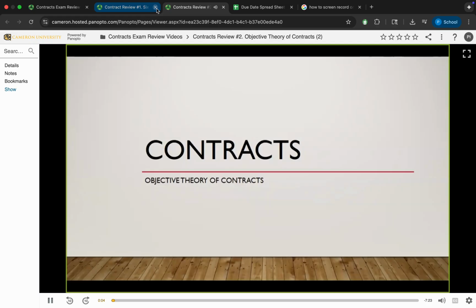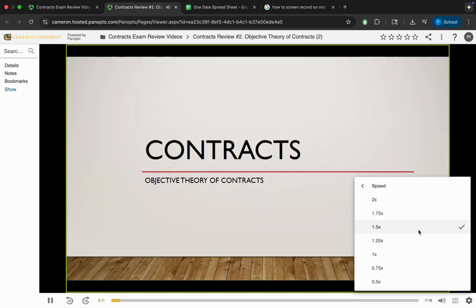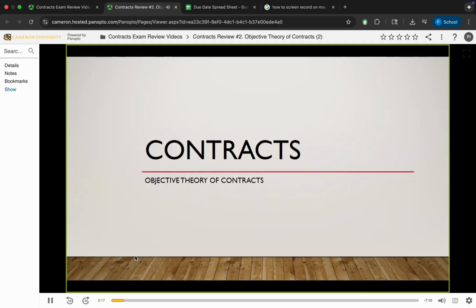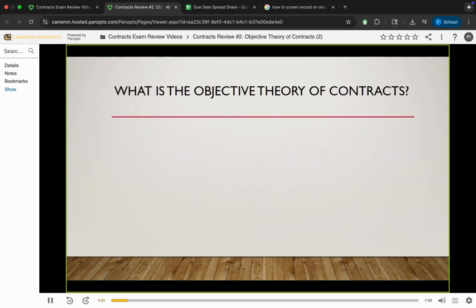This video covers the objective theory of contracts, and the objective theory of contracts is used to determine whether a party has the intent to be bound. So it is relevant both when determining whether there's an offer and when determining whether there's an acceptance. First slide asks, what is the objective theory of contracts? Again, it's used to determine whether a party has an intent to be bound.